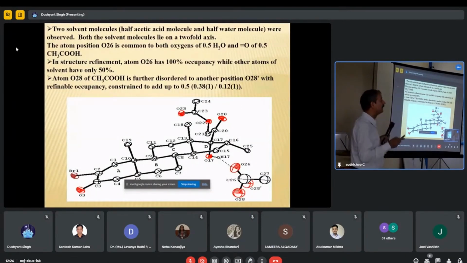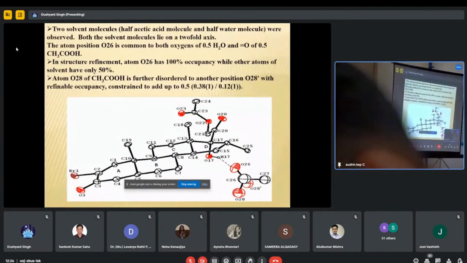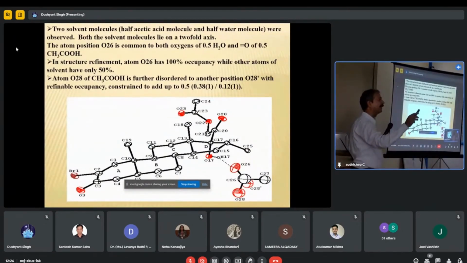Then you have to realize why it is so. The idea came that it may be half water solvent. When we tried that, the R factor came down drastically. Otherwise, your R factor will be stuck at 10%, 11%, and you are unable to get down to 4, 5%.